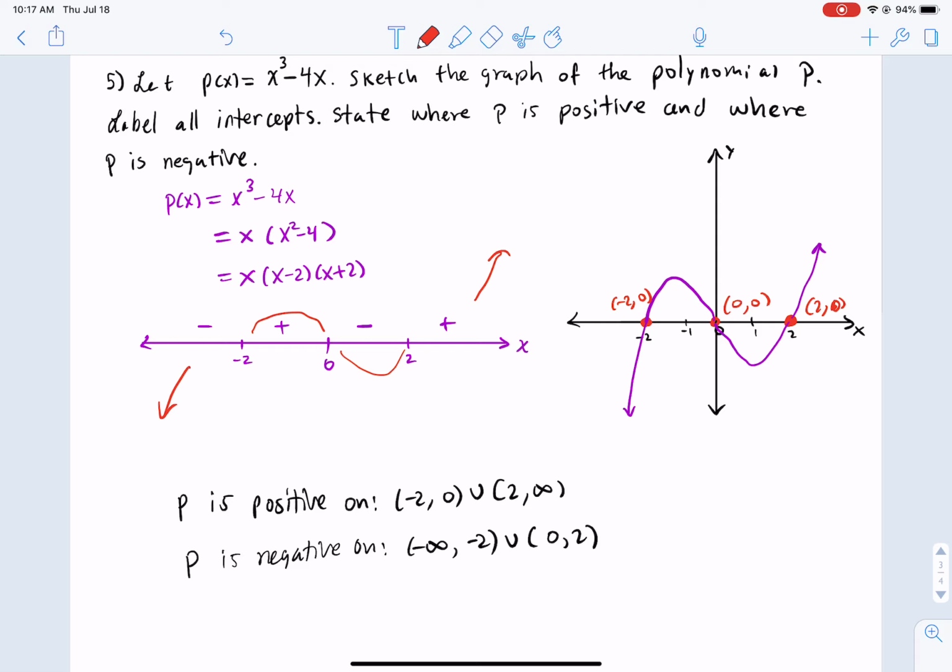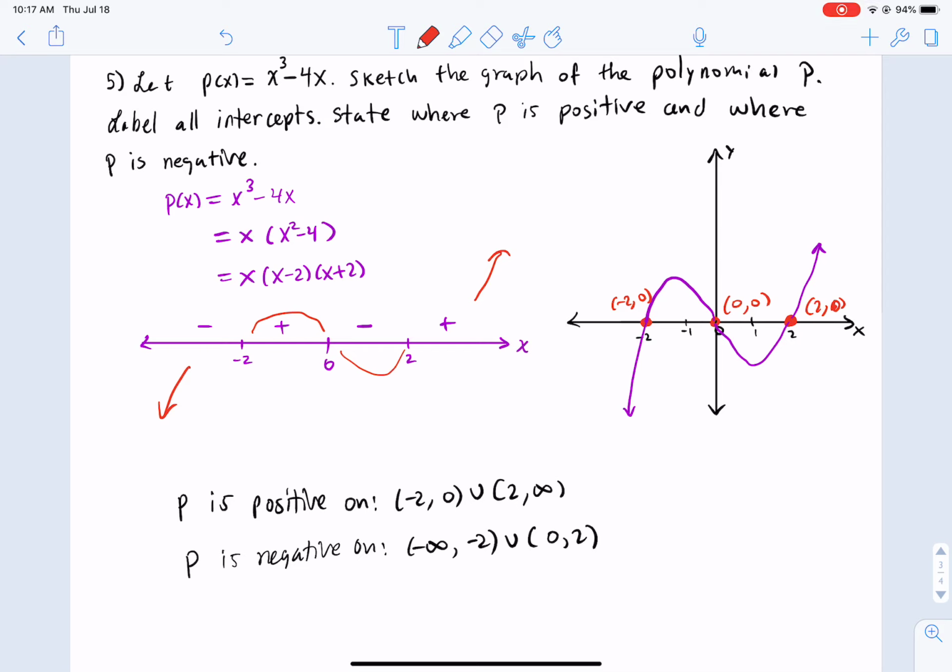Wouldn't you use brackets? Well, at the zeros, the function is 0, and 0 is neither positive nor negative. It's like, when is it positive? And guess what will happen if you take the absolute value of the entire polynomial?